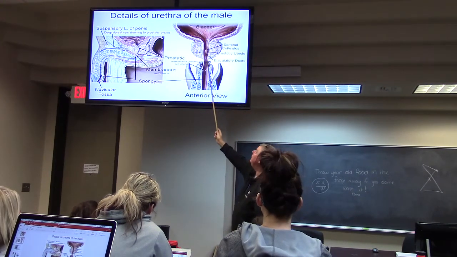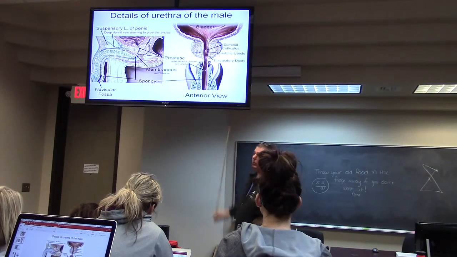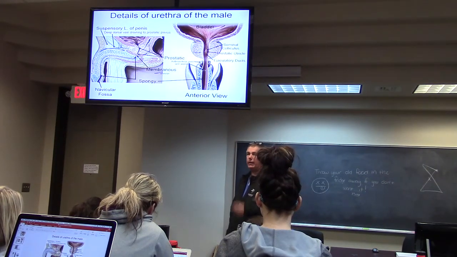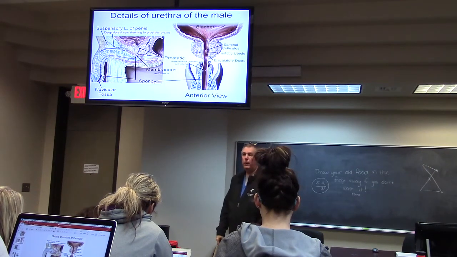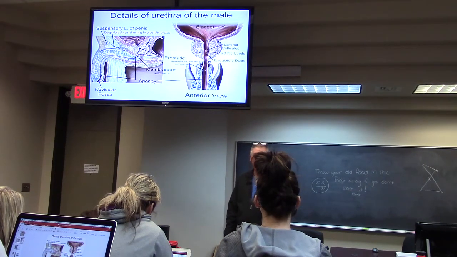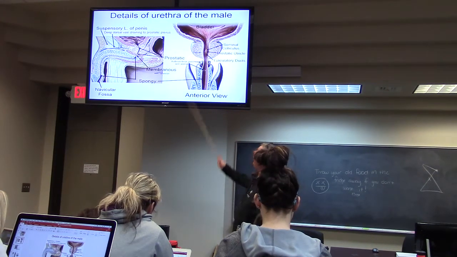This ridge in the middle here is called the seminal colliculus. And in the middle of the seminal colliculus is a little pit. That pit is called the prostatic utricle. The prostatic utricle in a male is the same thing as the uterus in a female. That's all we've got left of our uterus is that little pit right there.